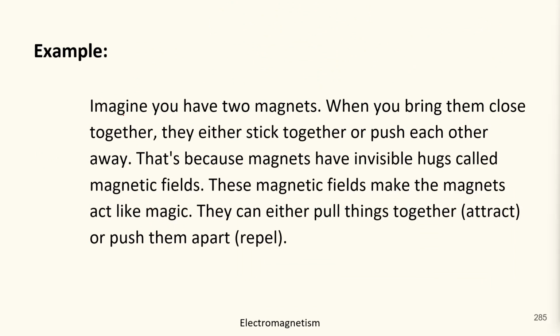Imagine you have two magnets. When you bring them close together, they either stick together or push each other away. That's because magnets have invisible hooks called magnetic fields. These magnetic fields make the magnets act like magic. They can either pull things together or push them apart. So to understand this example, let's understand one fact: magnets have poles.